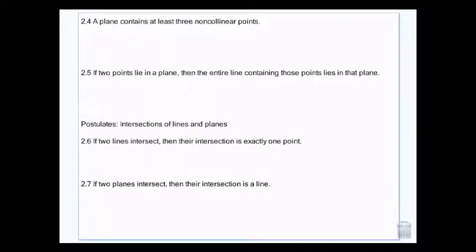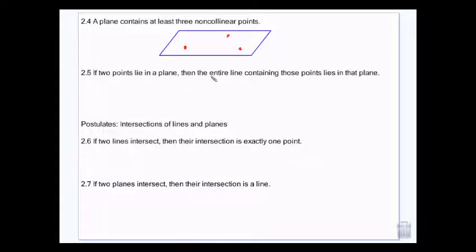Okay. A plane contains at least 3 non-collinear points. So if I have a plane, there's going to be at least 3 non-collinear points on it, because it takes 3 points to define a plane. So if you have a plane, it has at least 3 points.